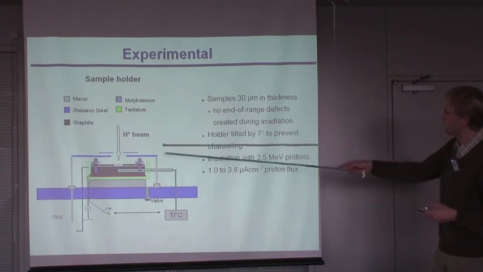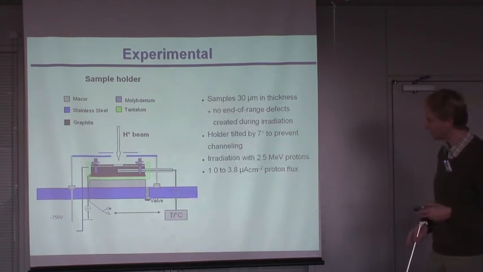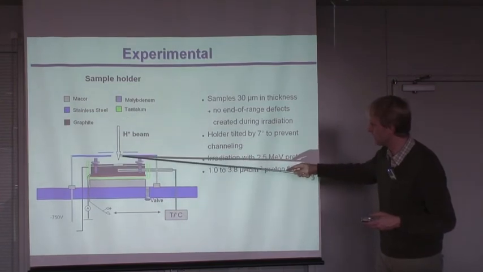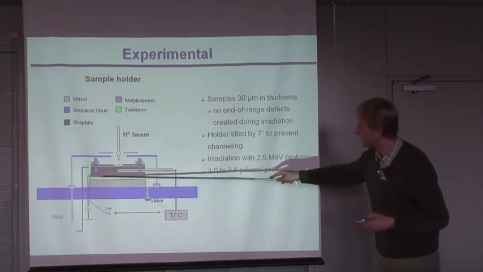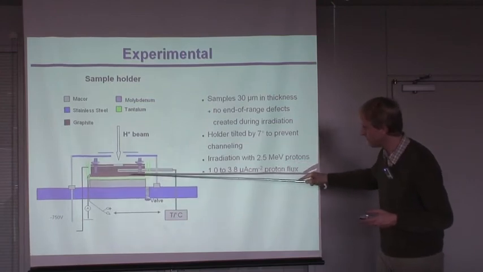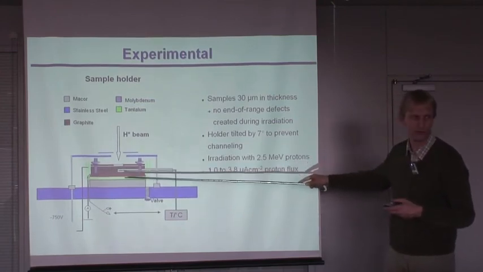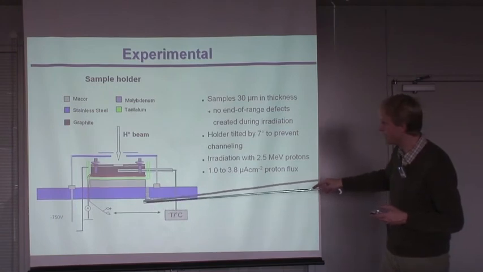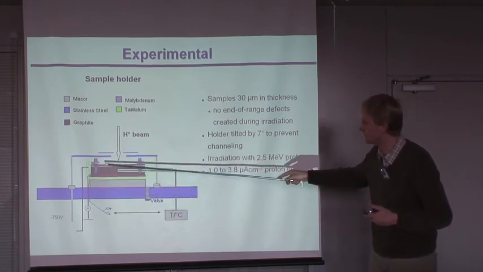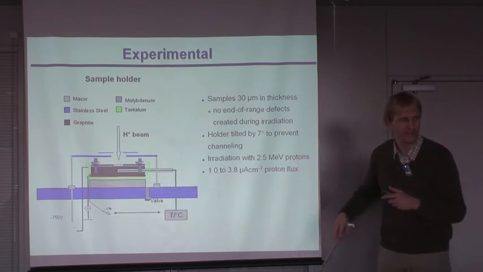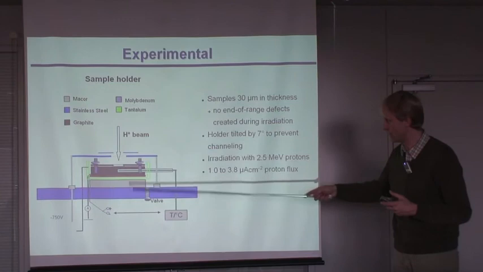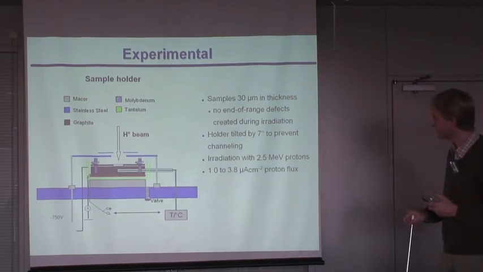Okay, warming up a little bit, a fancy sample holder. Here's the graphite, here's the sample, here comes the proton beam. The graphite holder here is heated from beneath. Here's the thermocouple to control the temperature. You have to make a shielding and isolations and electron suppressions and all these things in order to be able to measure the beam current.